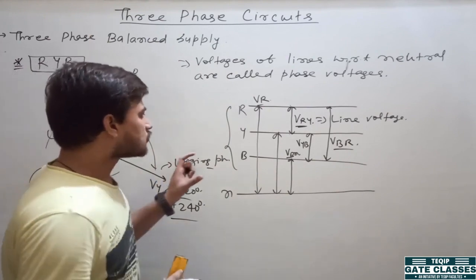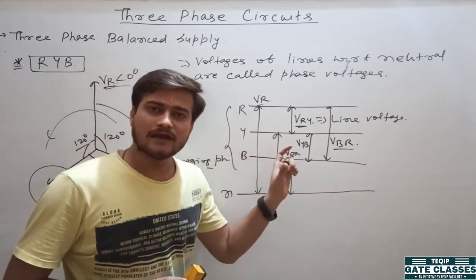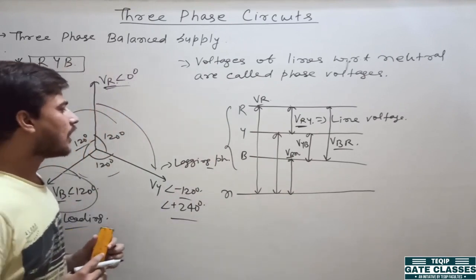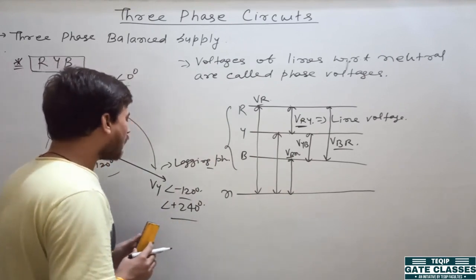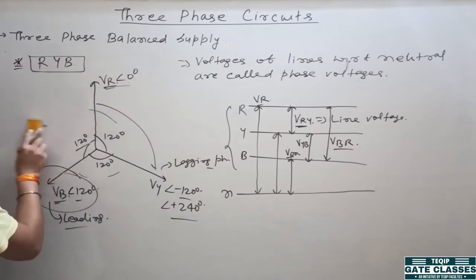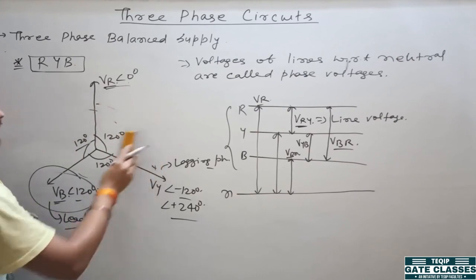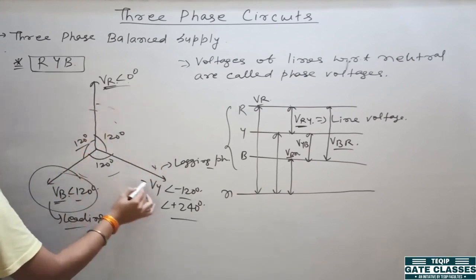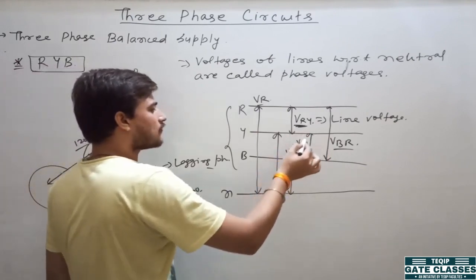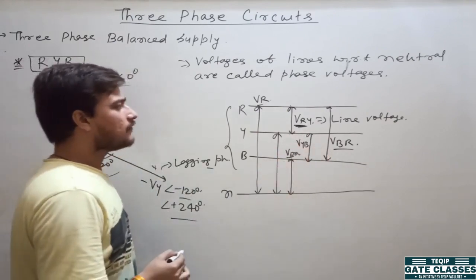Next, we have to draw the phasor diagram of line voltages. So let us see how to draw the phasor diagram of line voltage. What do you see? You see that you are having three phase voltages VR, VY and VB. Now you are having three line voltages VRY, VYB and VBR.